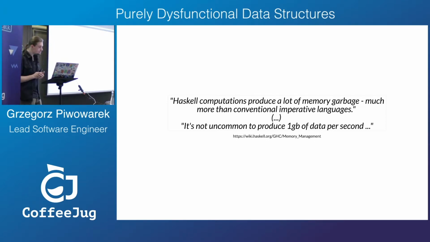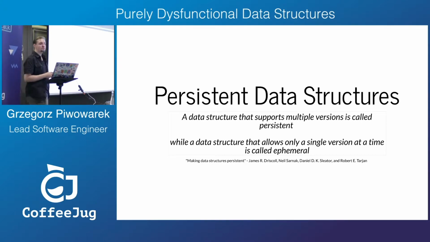paying it. And this is where we slowly go into the main topic of today, which is the persistent data structures, which is pretty much a solution to the problem that you can see over there. The problem of immutable structures being very inefficient. So from the memory point of view, but also from time complexity point of view. And the persistent data structure is a structure that supports multiple versions of itself. This is when you can call something persistent.